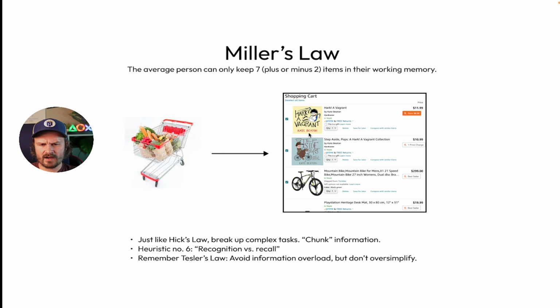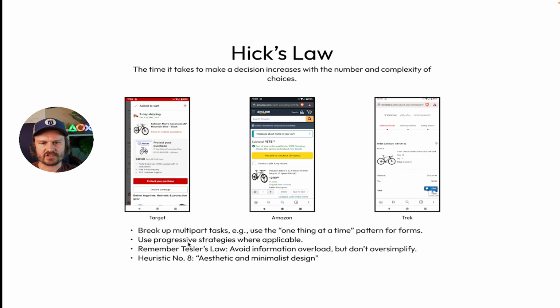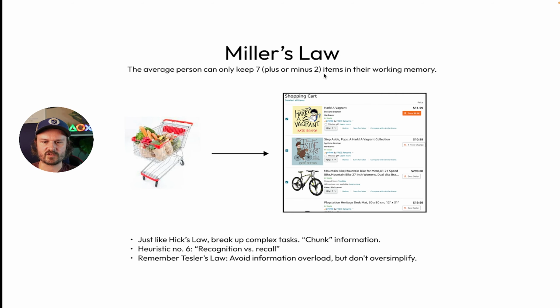And so this Miller's Law ties in to Hicks' Law, which should be here. The time it takes to make a decision increases with the number and complexity of choices. And so how Hicks' Law and Miller's Law intertwine, and how many of these laws intertwine, has to do with cognitive load. And I know I've used that phrase many times throughout, but it is applicable.